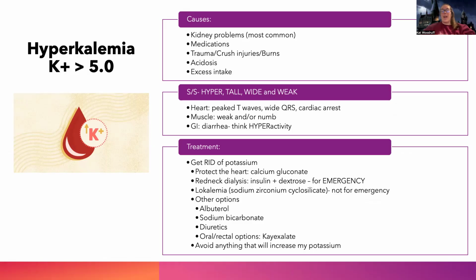People that are in a state of acidosis are going to be more likely to have higher potassium levels. That's just because in a state of acidosis, the way that the body works is that it moves potassium out of the cell into the bloodstream. And so you're going to want to keep an eye out for your patients that maybe have a metabolic or respiratory acidosis. Other things to consider is something simple, excess intake.